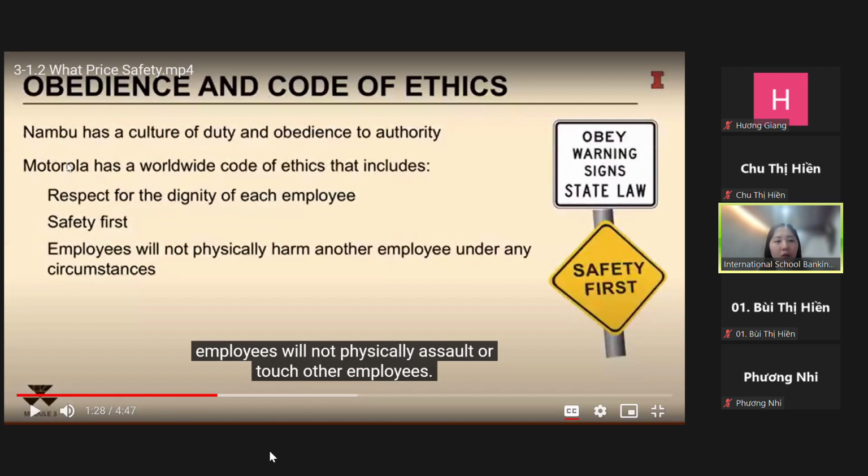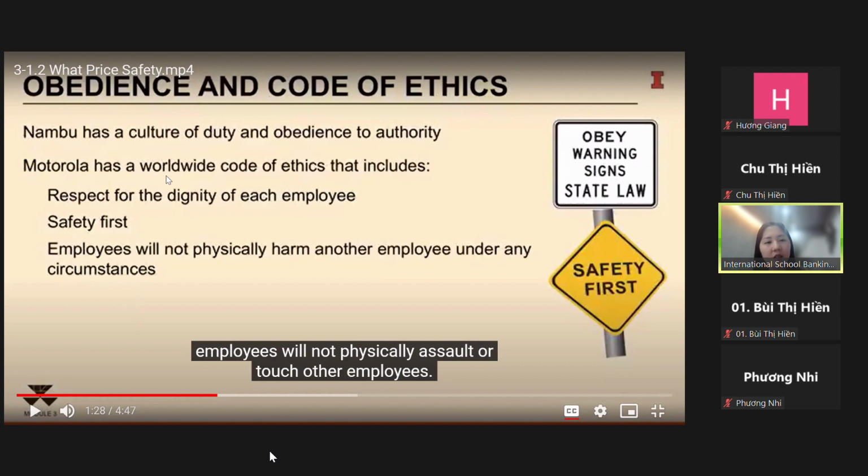However, when Motorola came and worked in Nambu, they found an ethical situation. Nambu has the culture of duty and obedience to authority, which means that the employees in Nambu have to always listen, always obey the authority, the government, the law, the moral standard.